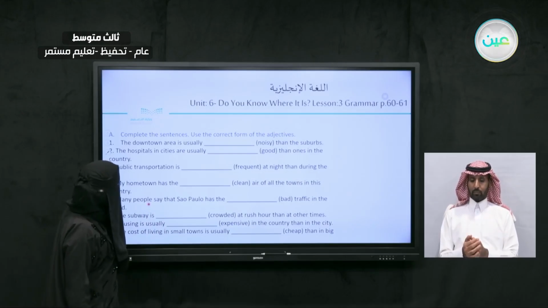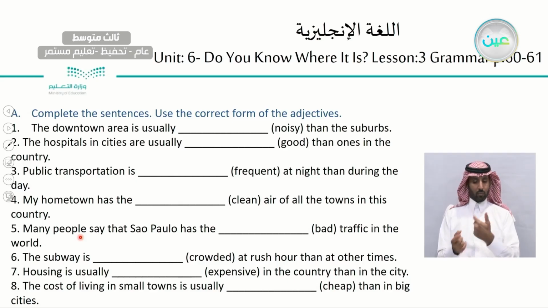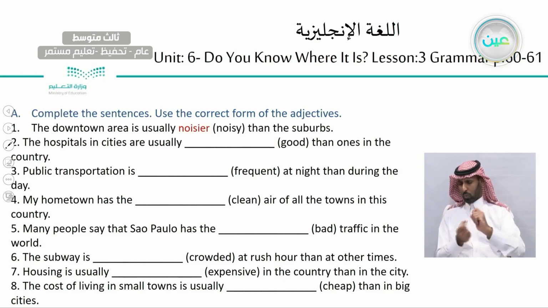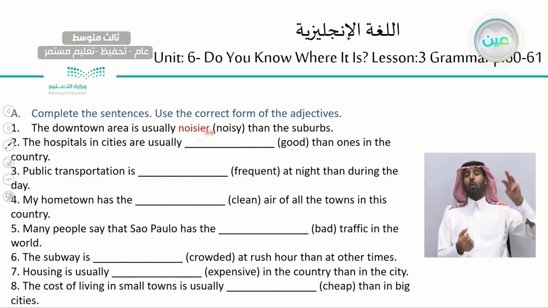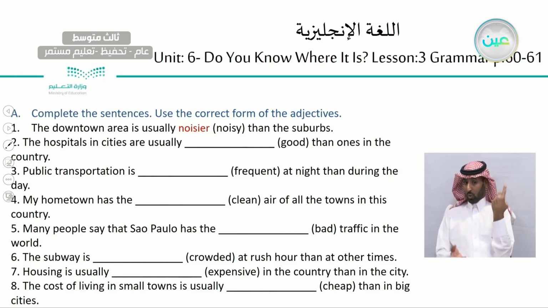The downtown area is usually what than the suburbs? Noisier. We use the comparative. We said noisier. Excellent. We added ER. We crossed the Y. We added IER.